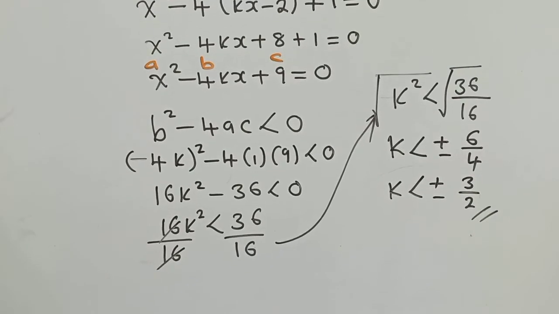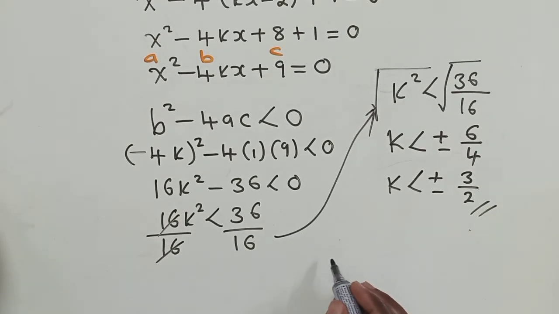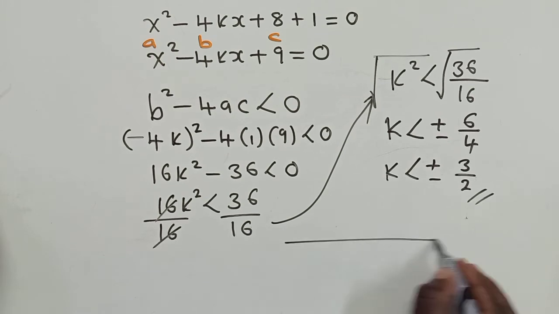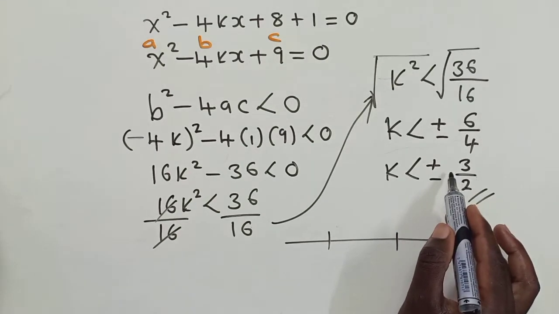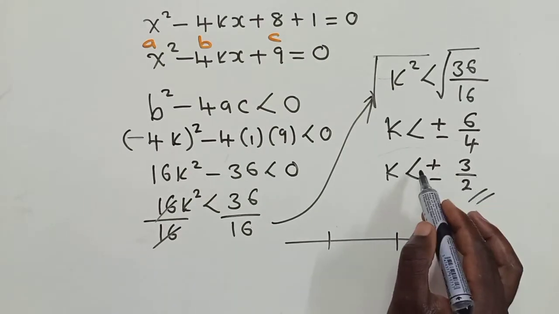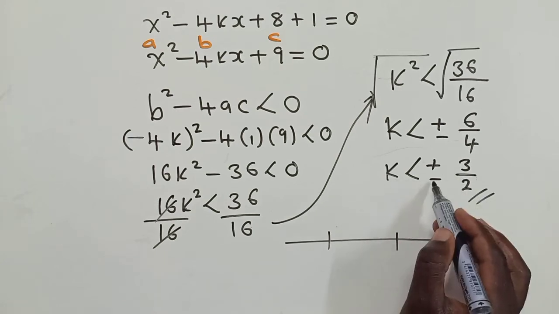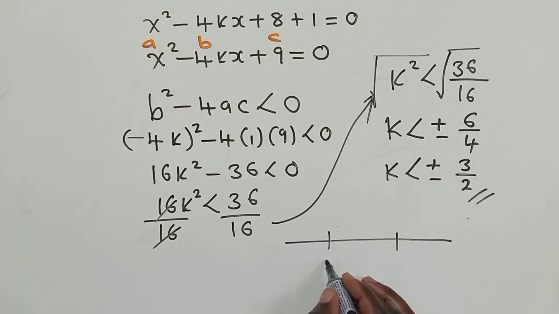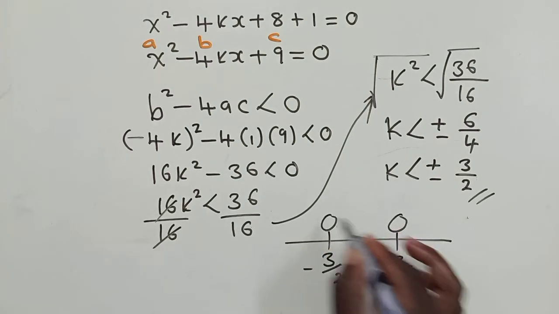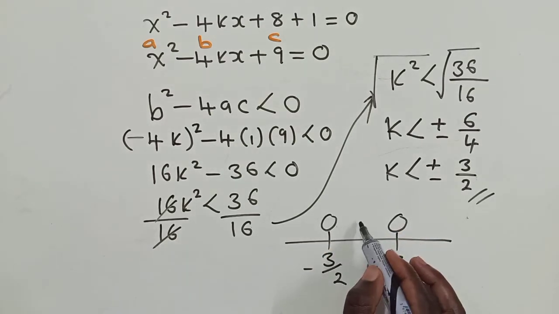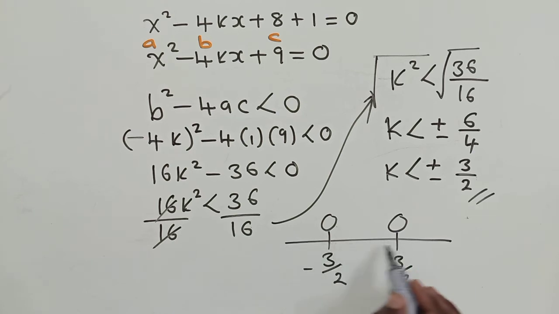Now we need to find the range. Remember, they said the range. So to find the range, we do what we call testing. So we know we've got k is less than 3 over 2, or k is less than negative 3 over 2. So here we write something like that, okay? And here we write this, because there are two solutions. So now we want to find, we can use any number between this and this. So what number is here between these two?